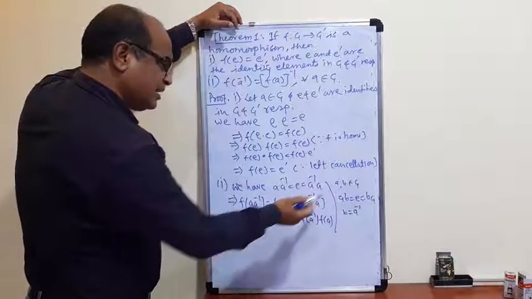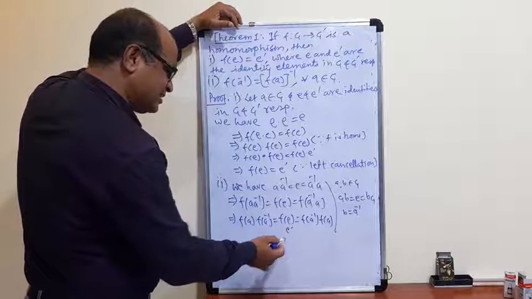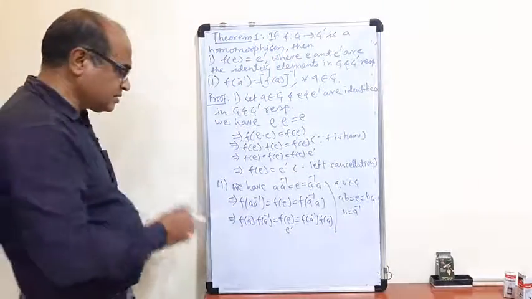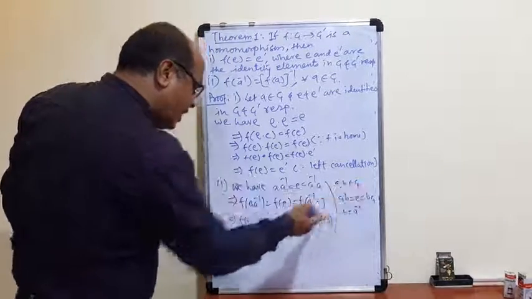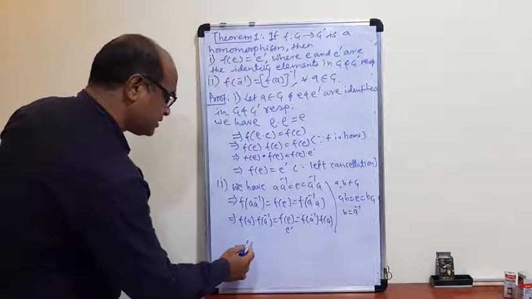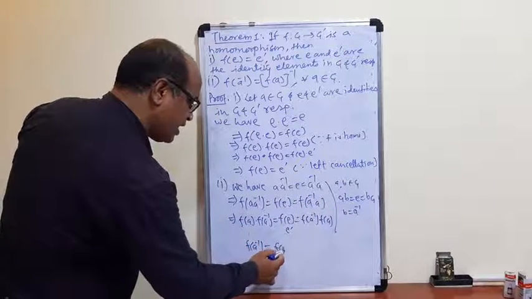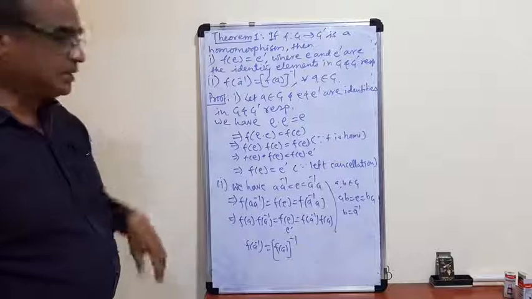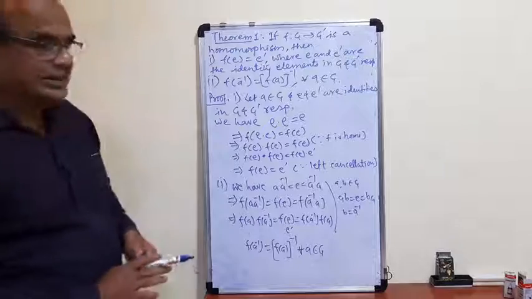So this is a, this is b, and this is e dash. We proved that f of e is e dash, the first condition. Then by definition, f of a inverse is the inverse of f of a. Hence condition two, for all a belonging to G. So we have proved the theorem.